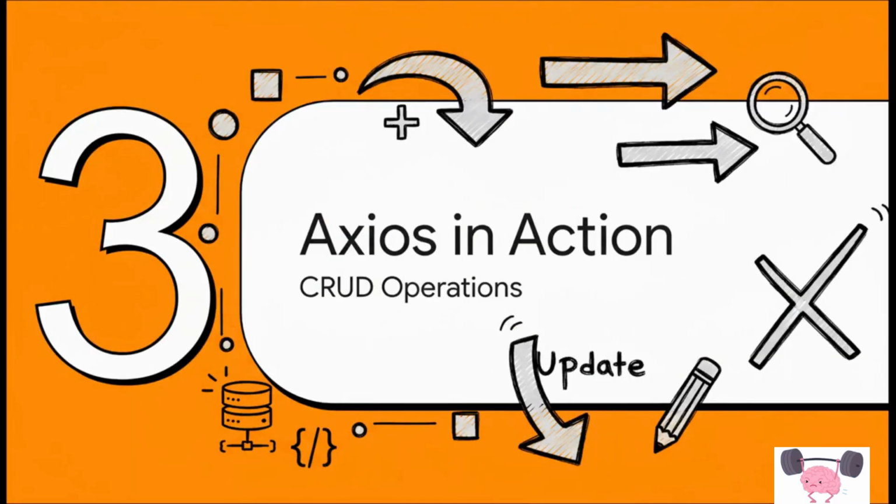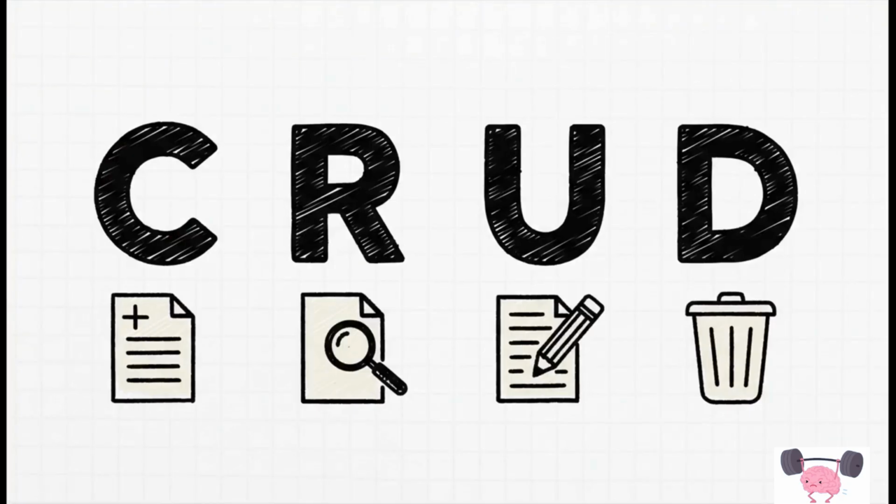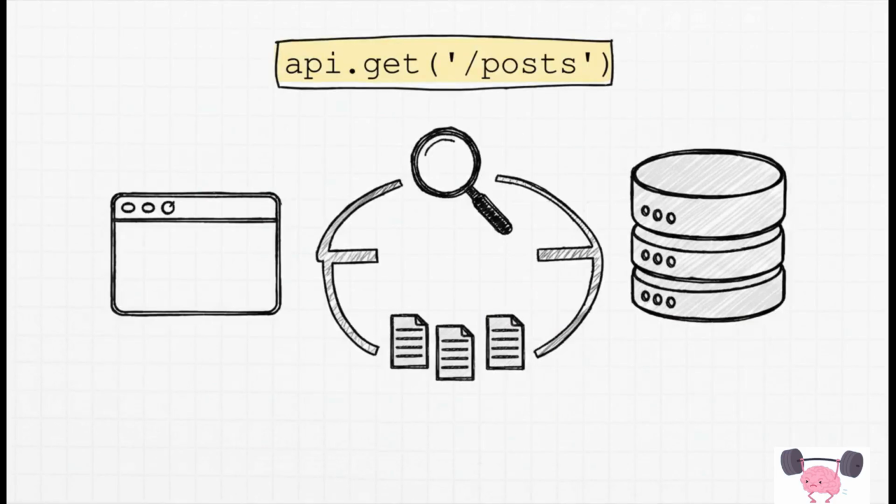Okay, enough theory. Let's see how this actually looks when you're writing code. We're going to walk through how Axios handles the 4 big operations you do with data. And those operations are often called CRUD. If you haven't heard the term, it's just an acronym for the 4 basic things you'll ever want to do with data. You create it, you read it, you update it, and you delete it. Pretty simple, right? Let's start with reading data, just getting stuff from a server.